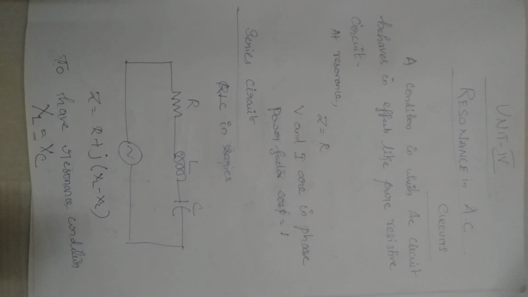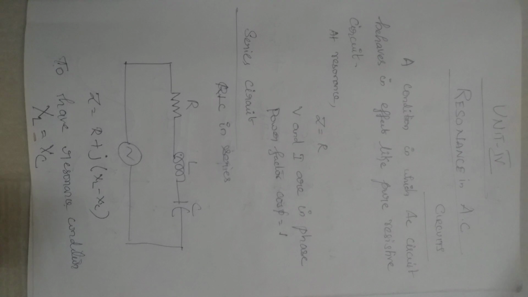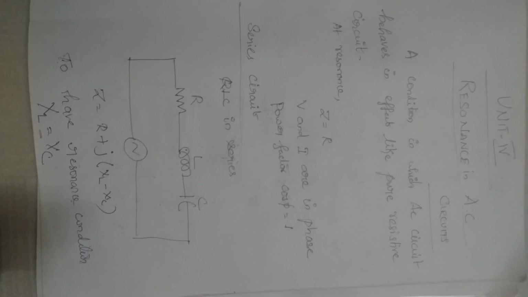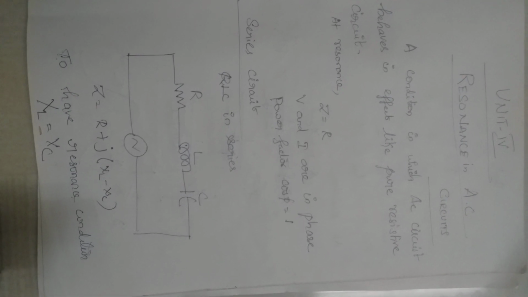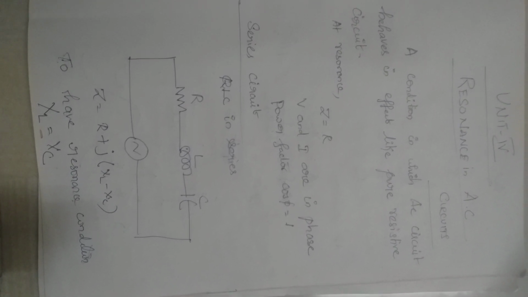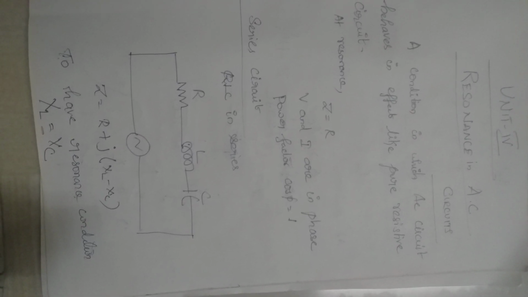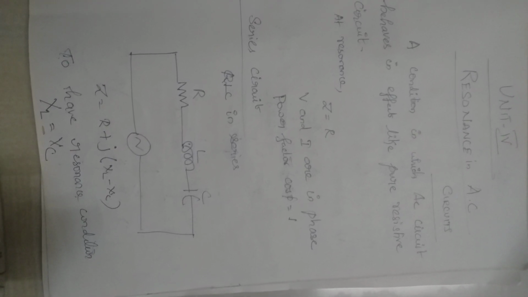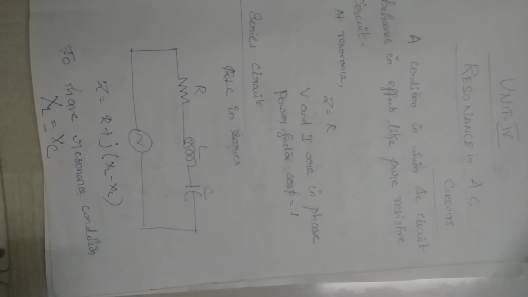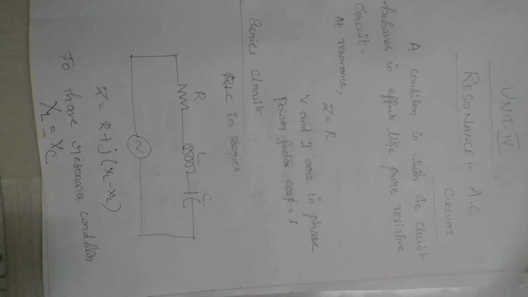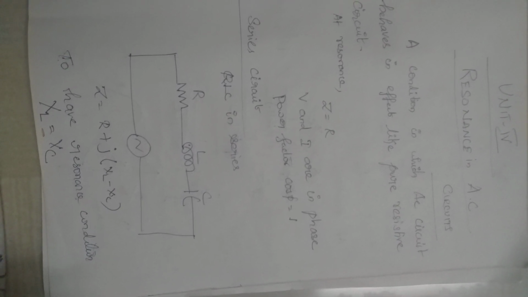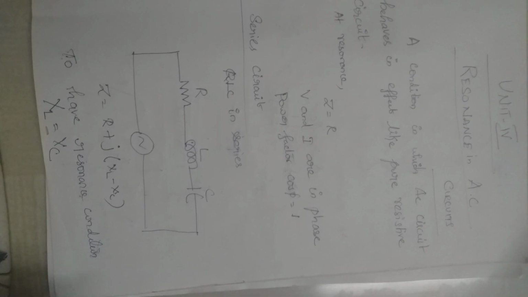We'll start with the fourth unit. First topic in fourth unit is resonance. Resonance in AC circuit. So resonance is nothing but a condition in which an AC circuit behaves in effect like a pure resistive circuit. As we said, an AC circuit will consist of an inductor or capacitor, so together we will be having an impedance. If it has an effect of resistive alone, it is called a resonance condition.